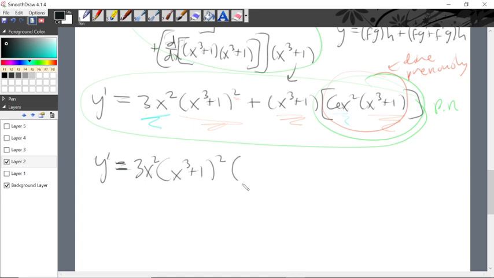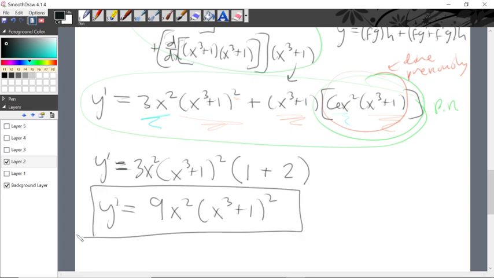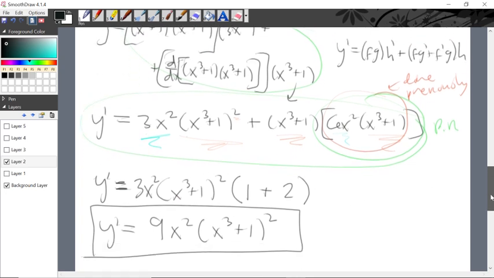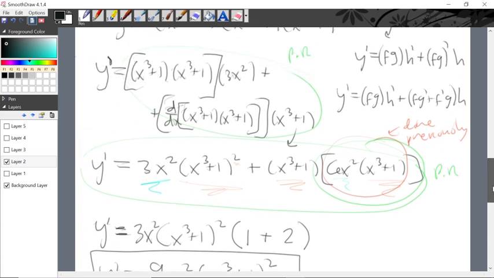But in order to distribute this to get back the original result, we'd need to have a 1 from here plus 2 from here. And so y prime is equal to 3 times 3x squared, which gives us 9x squared times x cubed plus 1 squared. As powerful as calculus is, even when we're using a lot of calculus, we cannot escape the algebra itself. The algebra can trip us up.